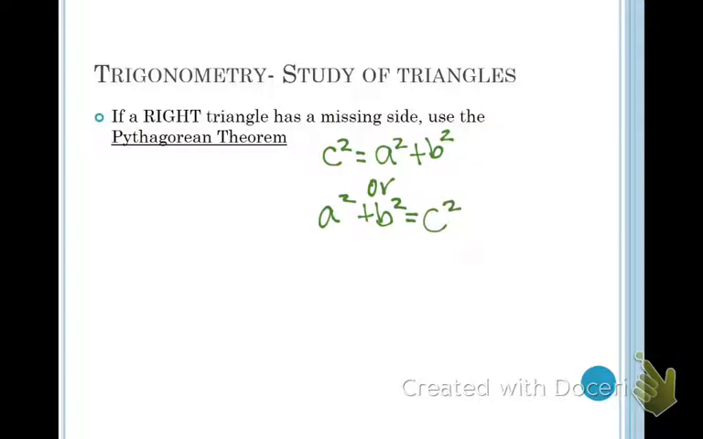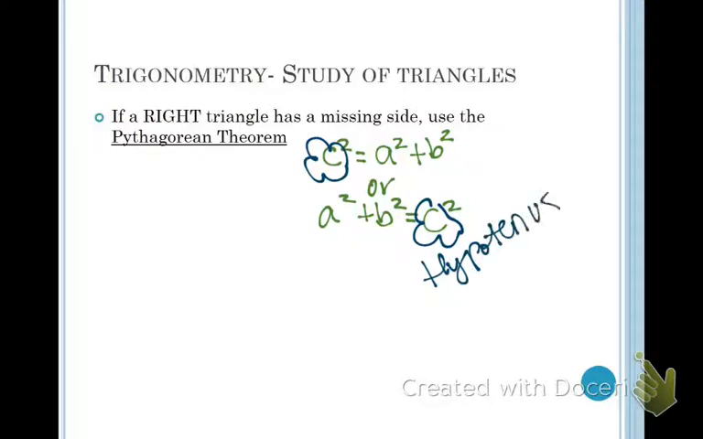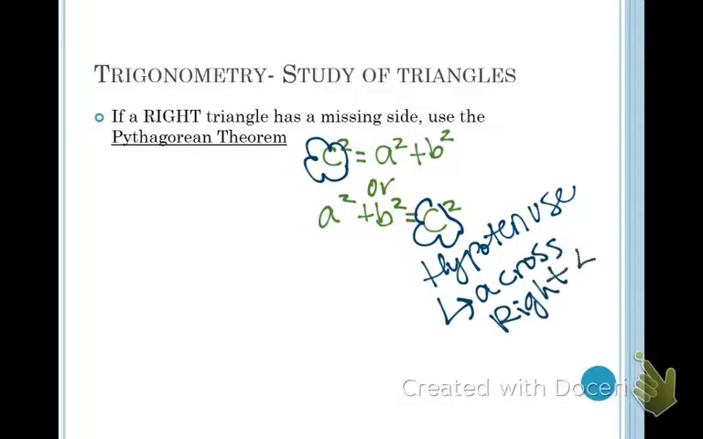All right, what letter matters the most out of all three of them? C. What does C represent? The hypotenuse. Where is the hypotenuse always located? Across the right angle. And what do we know about its measure? It's the longest side, which means it's going to be the biggest number.